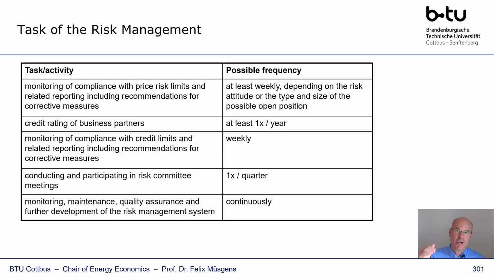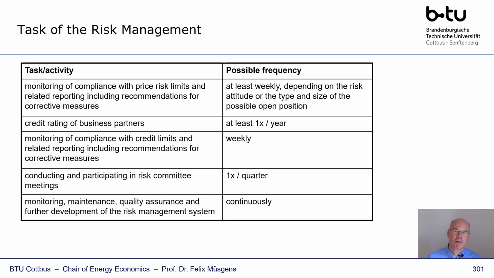Okay, then let's sum up with the tasks of risk management and a possible frequency they are performed. First task, monitoring of compliance with price risk limits and related reporting, including recommendations for corrective measures. That should be done at least weekly, depending on the risk attitude or the type and size of the possible open position. Most often, if we are really discussing trading companies, daily or even several times per day.